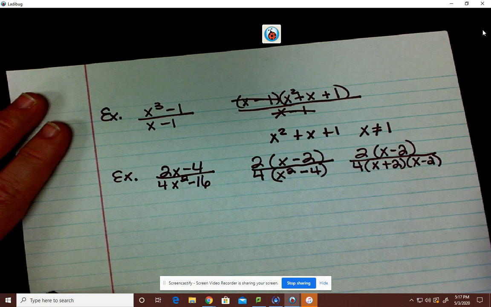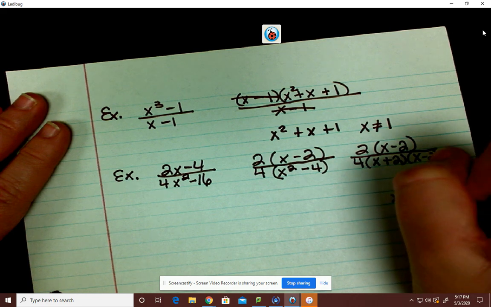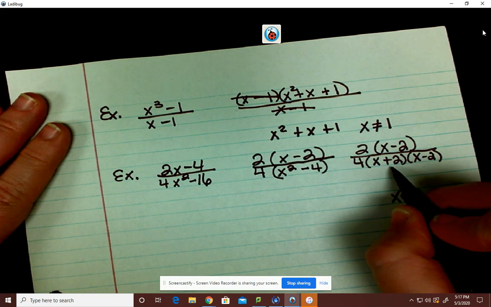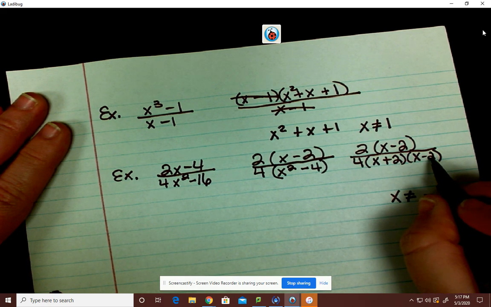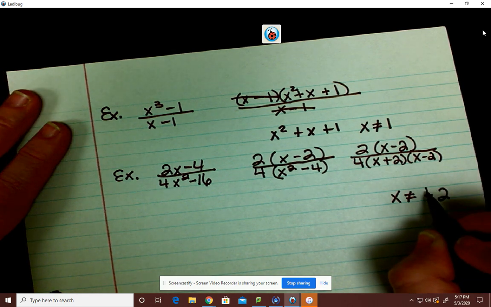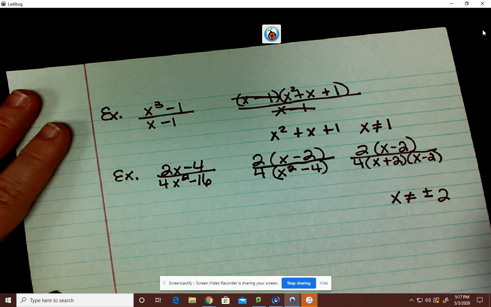Alright, then we find our domain exclusions. So nothing's going to make 4 0. Negative 2 will make that 0. Positive 2 will make that 0. So x can't be plus or minus 2.